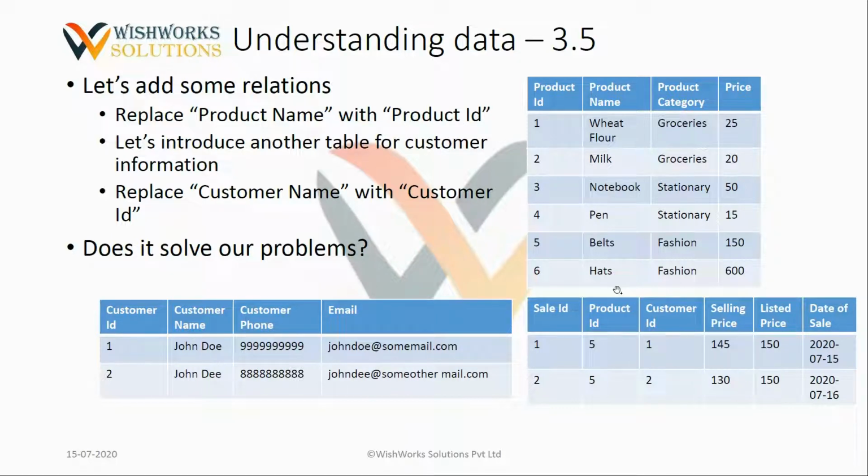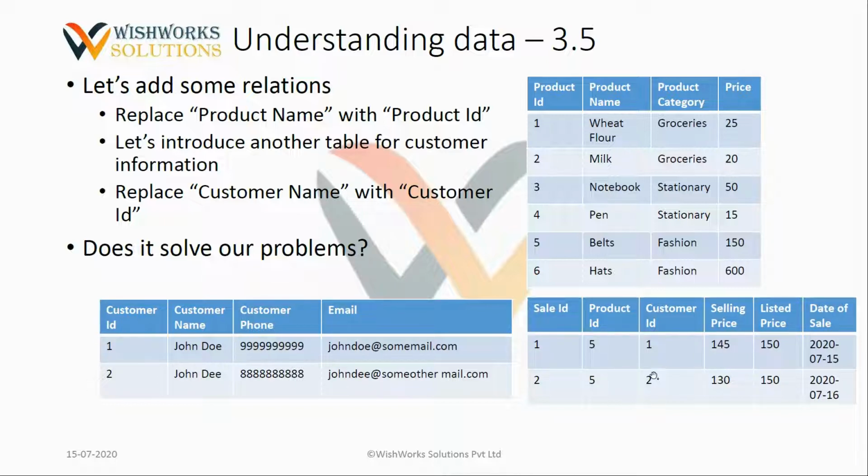So if you see here, this table has got this product ID and customer ID, and the product ID is repeating. But in this table, product ID is not repeating. What does that mean? This means that the first sale was made where a belt was sold. In the second sale, also a belt was sold. But in the first sale, it was sold to customer ID 1.